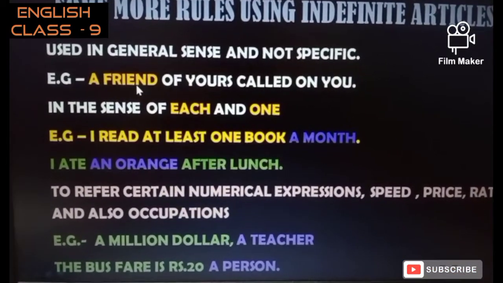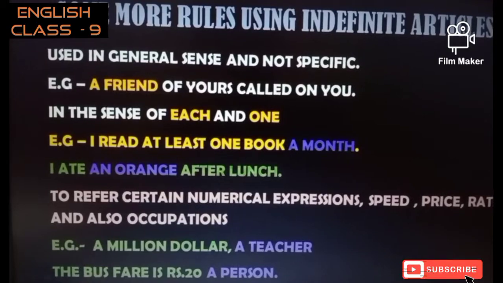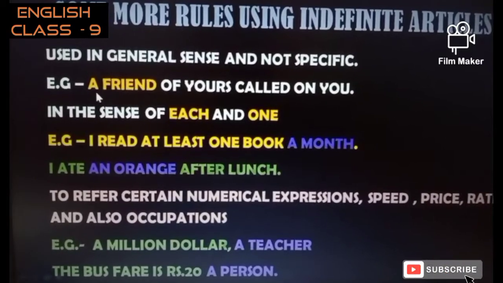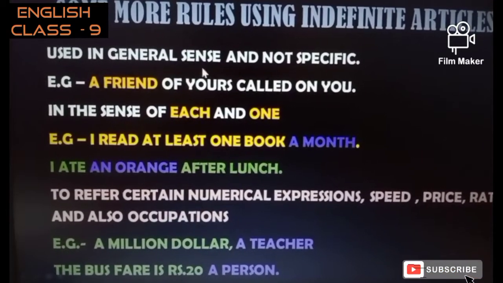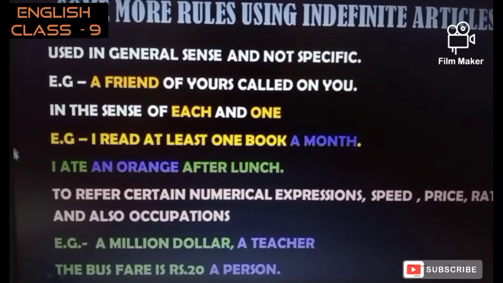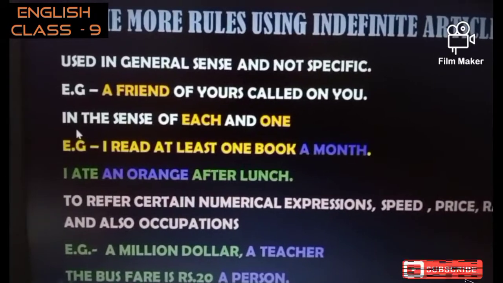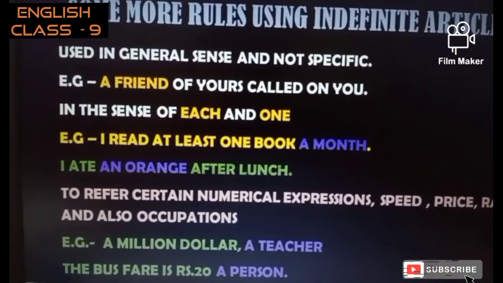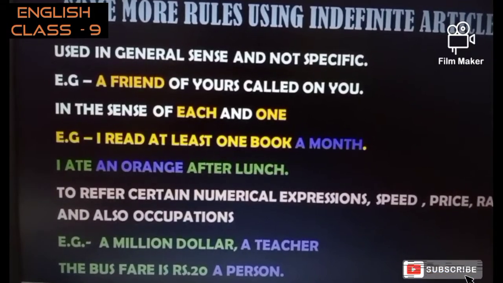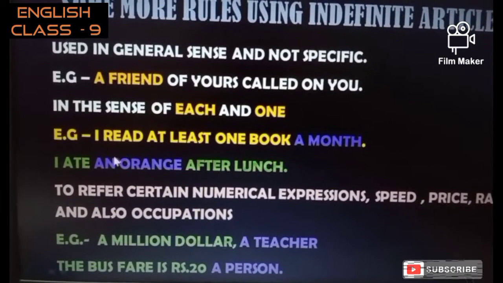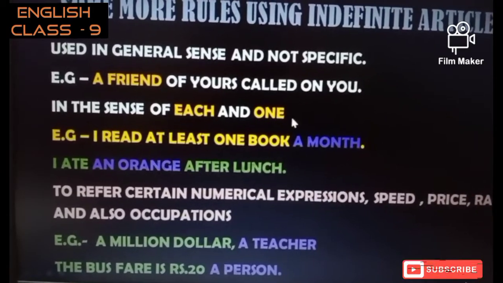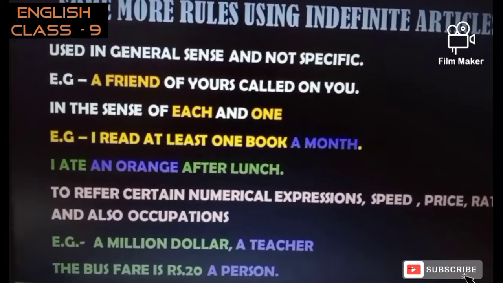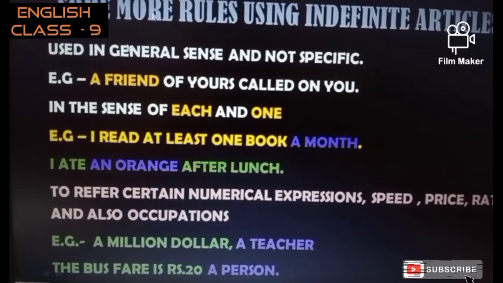Here the words a friend represent that you are not mentioning a particular person or a particular friend, but some friend of yours has called. So here a friend represents a general sense, not a specific friend. Second rule, in the sense of each and one. When you want to refer to something as one unit or as each, in that case we can use a, so there is no need to use the word each or one, because a also can be used as a representation of each and one.